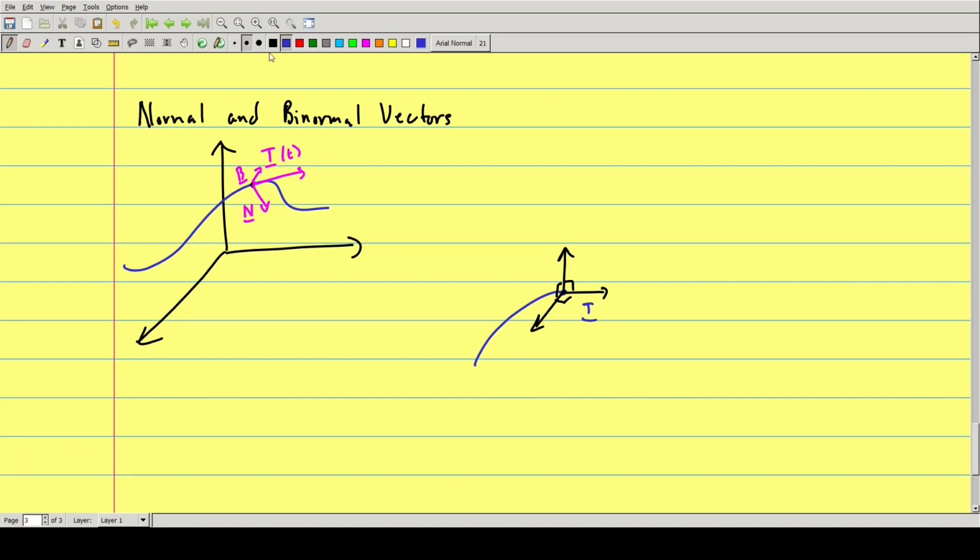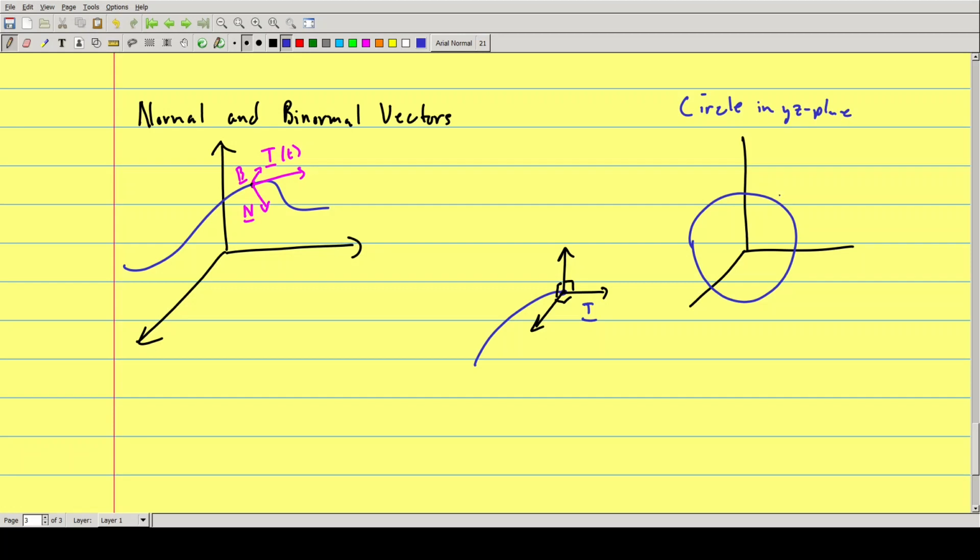Now, the way that the normal vector works is that the normal vector points inward with respect to curvature. So say I just have a circle in the YZ plane.